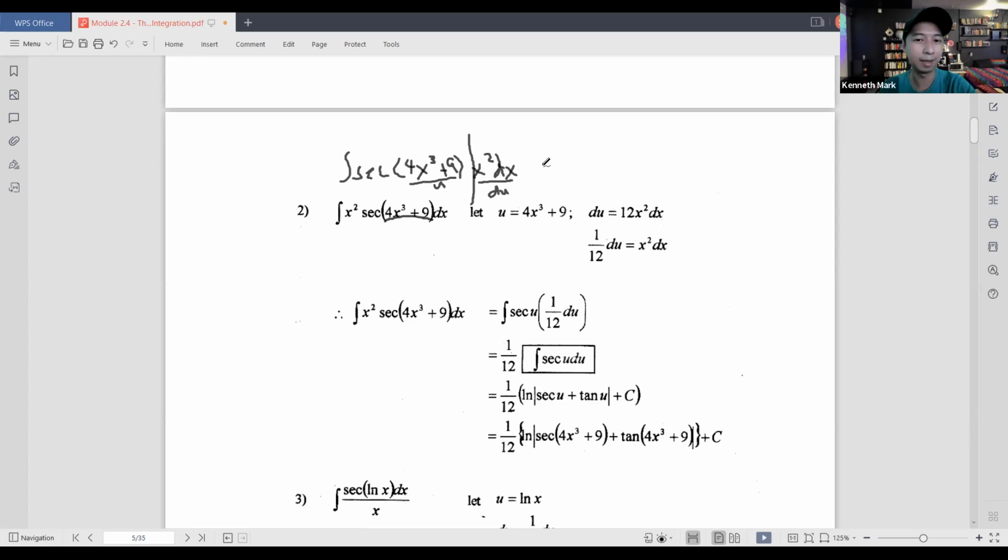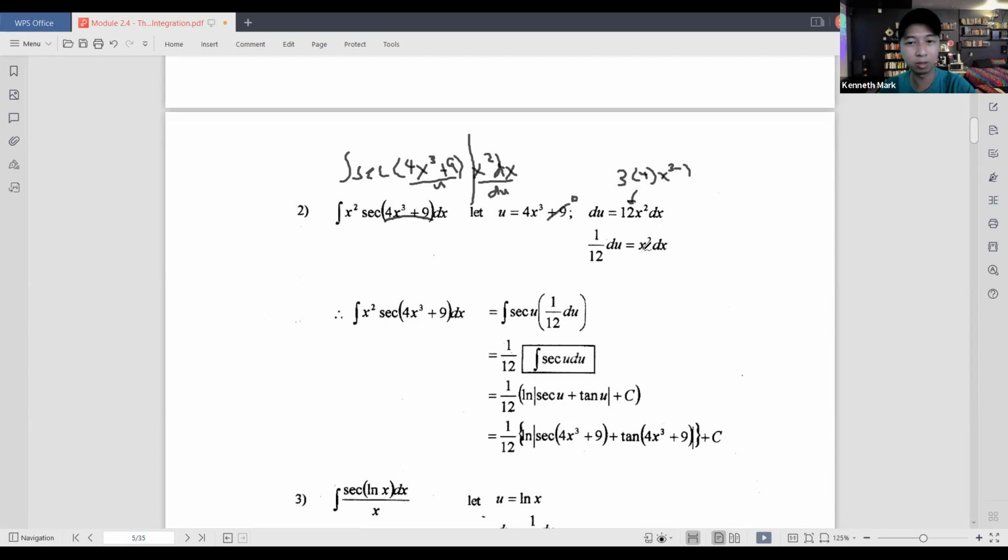Yan. Okay, so yung u mo is 4x cubed plus 9. Then the derivative of it will be your du. That is 12x squared dx. So derivative of this one is 0, constant 0. Then derivative of this one would be 3 times 4x to the 3 minus 1, or that is 12x squared. Ayan. Dinerive natin. So transposition.